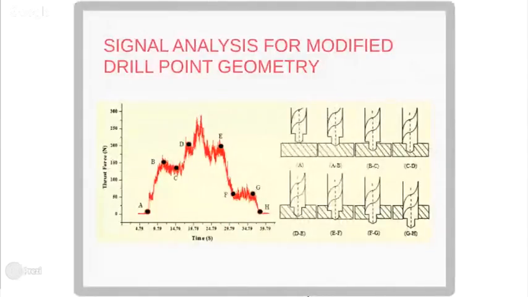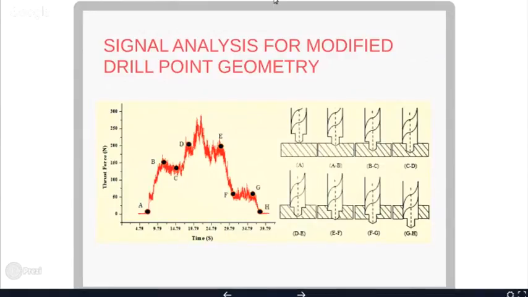Now, when I performed the experiment, these type of step signals were generated instead of the regular signal. Here, if you check, the progress of this drill bit is shown somewhere here. This represents point A. At this point, the drill bit is on the surface of the material. And this represents A to B.